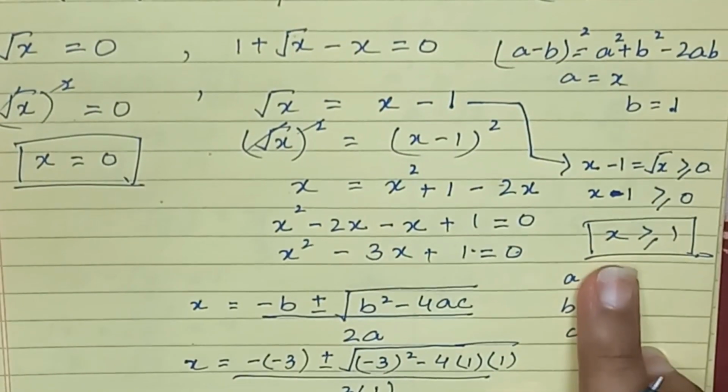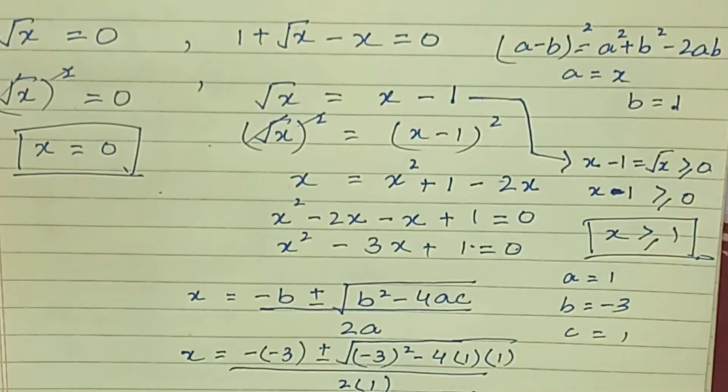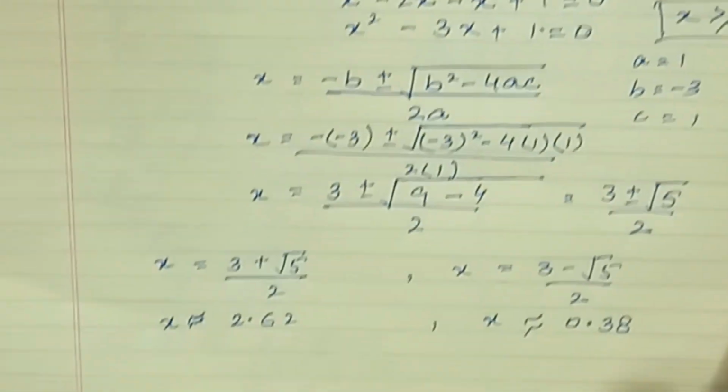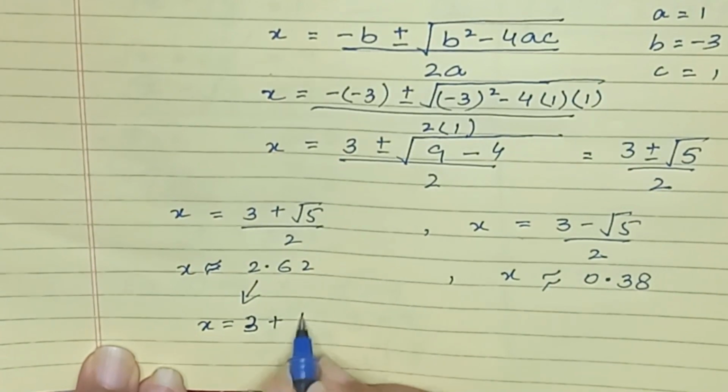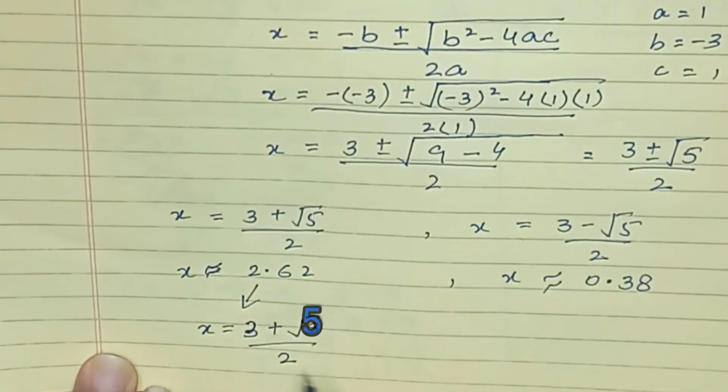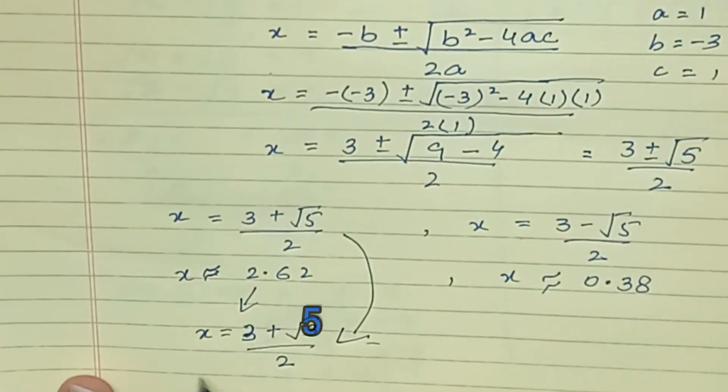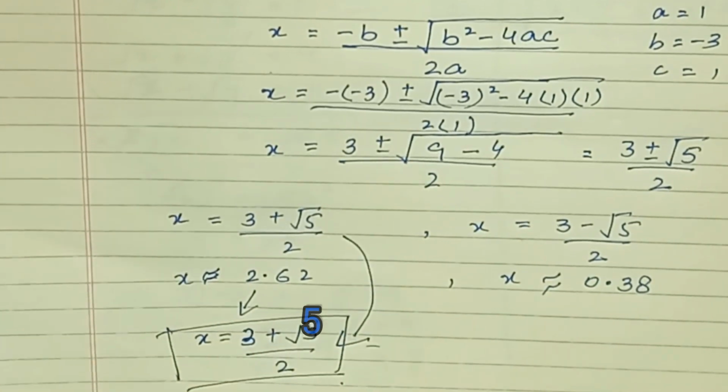But from here x is greater than or equal to 1, so it means the value of x is 3 plus square root of 5 divided by 2. So this is the final answer.